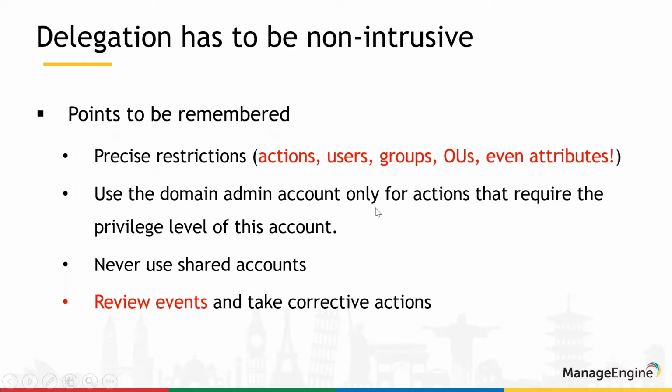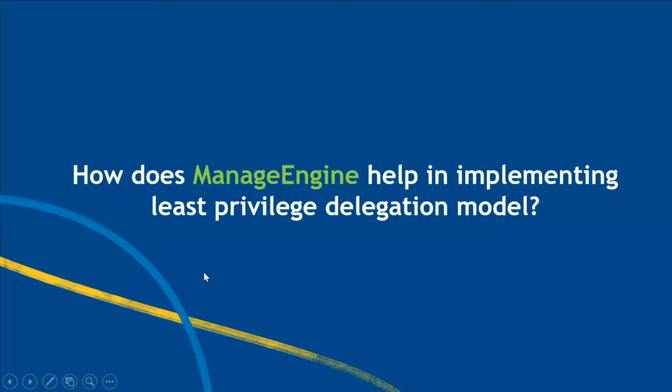And using the domain admin account only for actions that require the privilege of that account, because we still see organizations give high privilege credentials for actions that did not require high privilege, right? And never use shared accounts. And last but not the least, if you delegate something, please have the habit of reviewing events and taking corrective actions, right? So these are what I call the basic checklist when it comes to on-premise delegation, right?